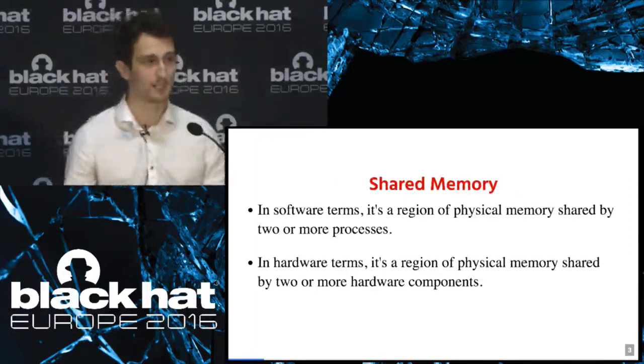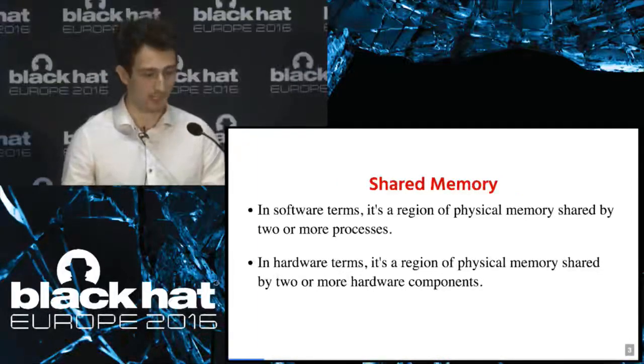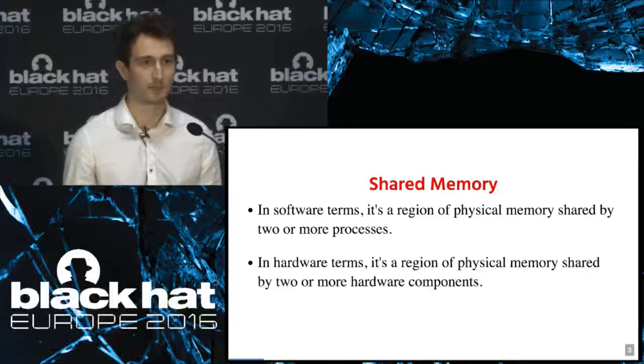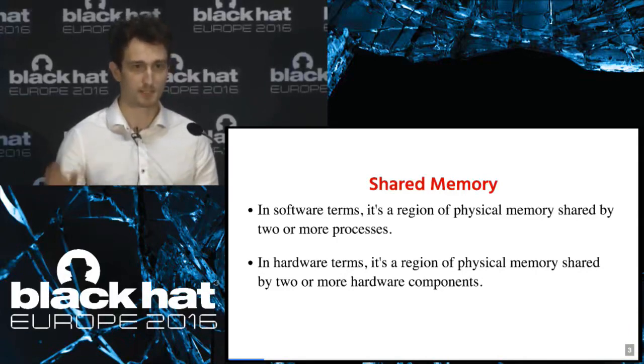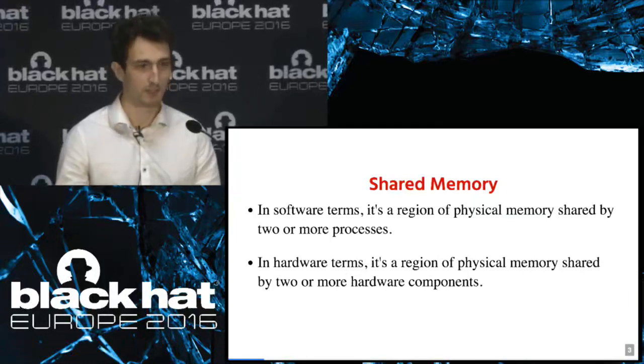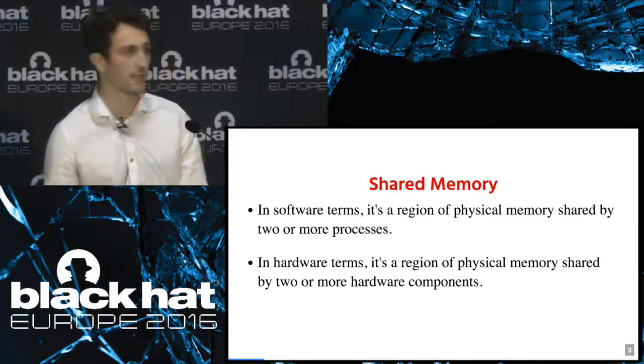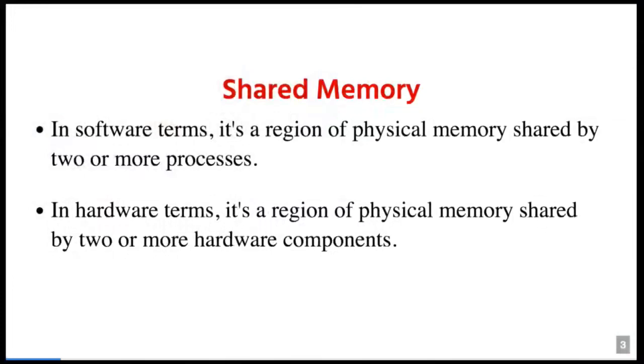So shared memory, what is it? If you talk to your software engineer, they're going to tell you it's a region of physical memory shared between two or more processes. A common example of this is dynamic libraries. So instead of loading a dynamic library multiple times into memory, you load it once and you share the memory between multiple processes. This cuts down on memory usage for the computer. Additionally, shared memory is used for inter-process communication. So when you have two processes that want to communicate with each other, you could map the same memory page into both processes and read and write values. So this is very quick and has low overhead.